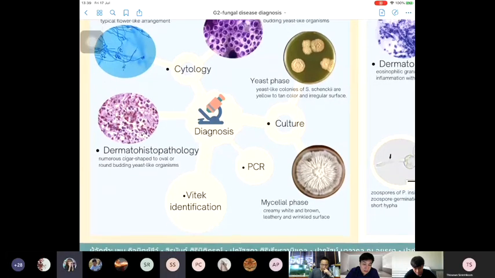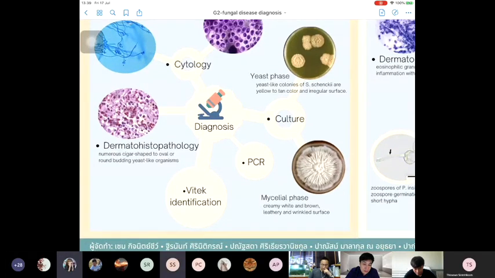2. Culture. In culture, the mycelial phase of S. schenckii shows creamy white and brown, leathery and wrinkled colonies, while the yeast phase shows yeast-like colonies of S. schenckii that are yellow to tan in color with an irregular surface. The two phases of sporotrichosis require different conditions to grow on the plate. The mycelial phase can grow at 25 degrees Celsius on SDA medium with cycloheximide and chloramphenicol, while the yeast phase grows at 37 degrees Celsius on BHI medium, or brain heart infusion medium.